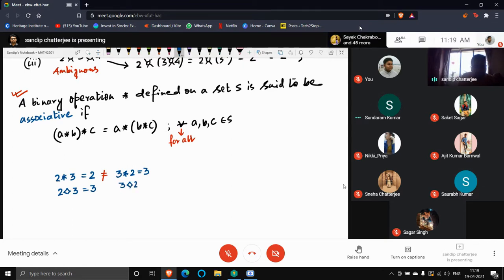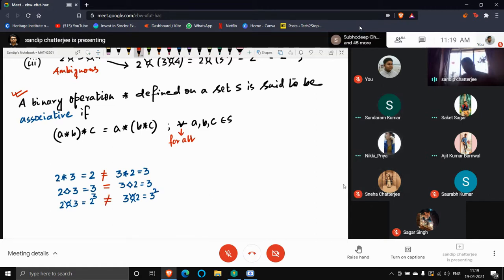Now, 3 operated with 2, that is also 3. Now, 2 operated with 3. This is raising the second element to the power of the first element. So 2 to the power 3. And if I do similarly 3 operated with 2, 3 to the power 2. Are the two same? No.